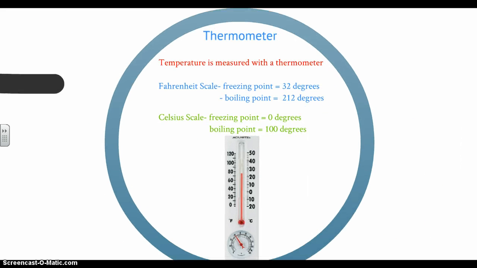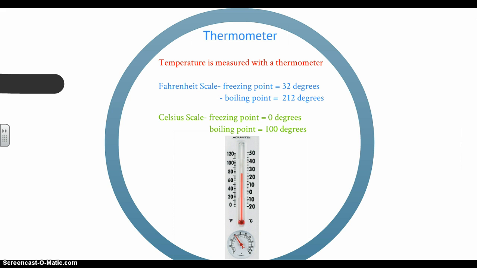So when we talk about temperature, we measure it with a thermometer, and you guys have all seen thermometers. We've got a couple different scales. We have our Fahrenheit scale that we use here in the United States. Freezing point is 32 degrees. Boiling point of water is 212 degrees. And so you guys know that in order for it to snow, it's got to get down to 32 degrees. That's kind of the magic number. But boiling point of water is something that's not real commonly discussed, and that's 212 degrees on the Fahrenheit scale.